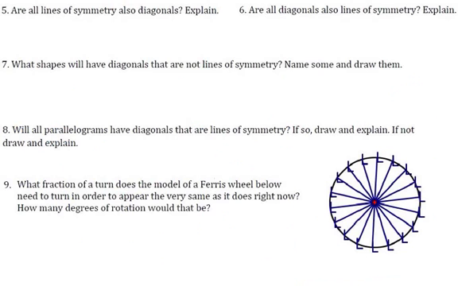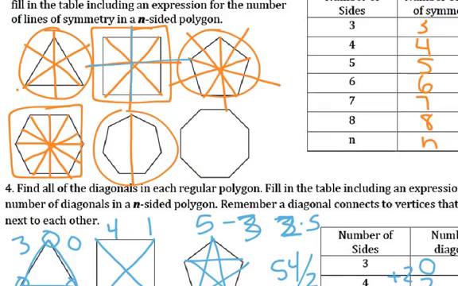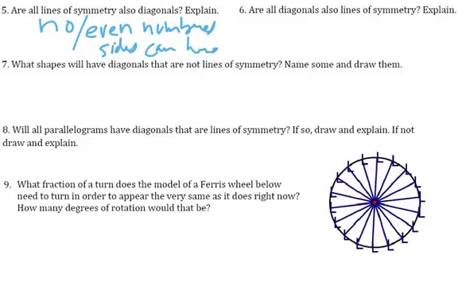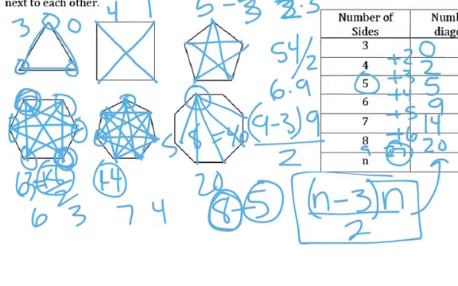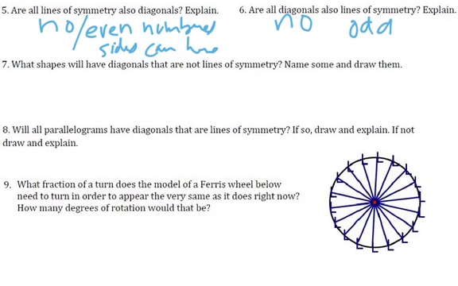Pretty crazy, huh? Alright, now we're still dealing with those lines of symmetry. So number 5, are all lines of symmetry also diagonals? Well, look at the square. Oh, and we went down. No, that and that are not diagonals, right? So no, because with even numbered sides, they can also have the midpoints. Are all diagonals also lines of symmetry? This would be another no because of the odd ones. If I look down here, for the odd ones, that line right there is definitely not a line of symmetry, but it is a diagonal.